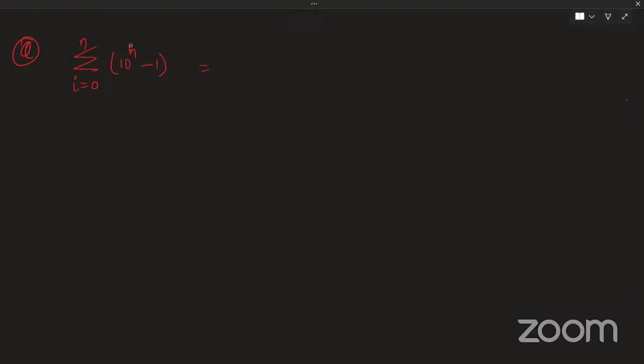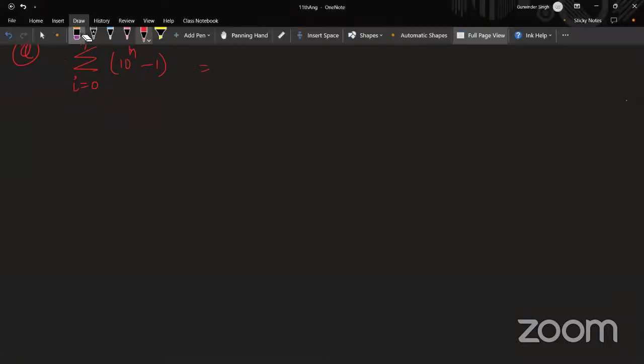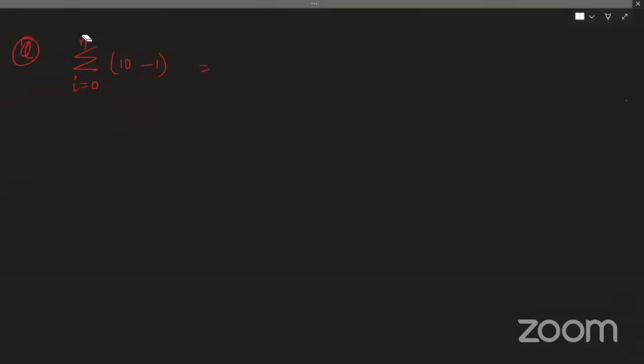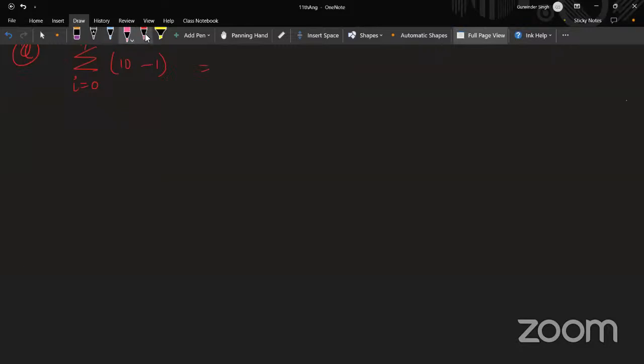Because instead of giving you the question in terms of plus plus plus, the questionnaire can directly give you the sigma form. So I have one small question for you. I have sigma i equal to 0 to n of 10 raised to n minus 1. Can you tell me what will be its value? Are you sure it will be 0? Just look into the question clearly.